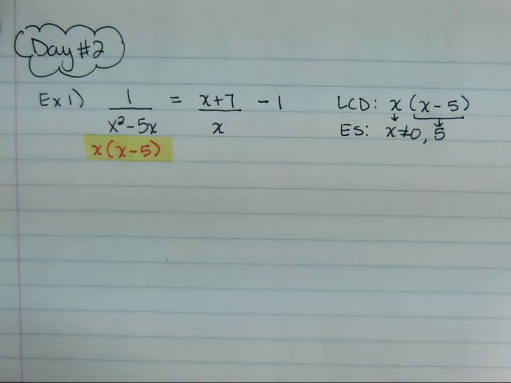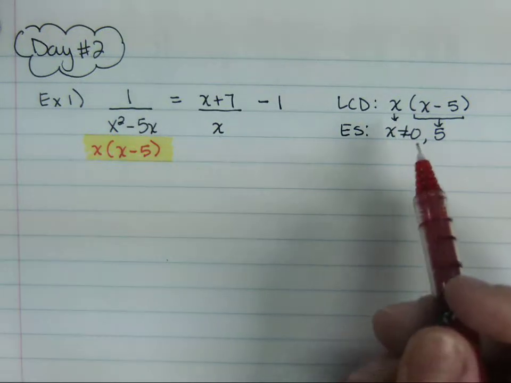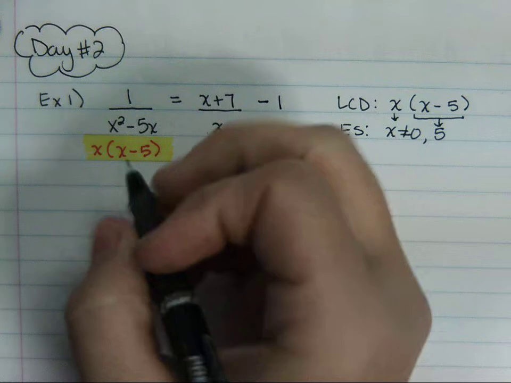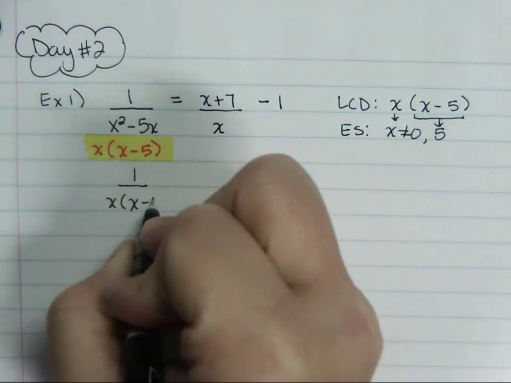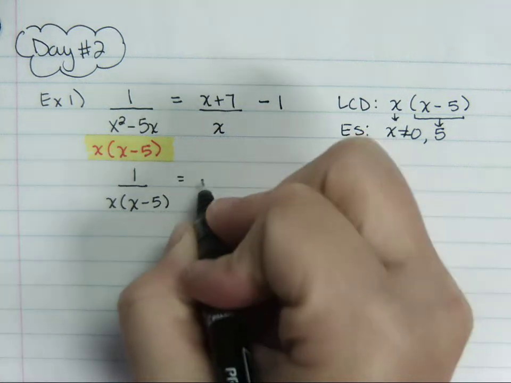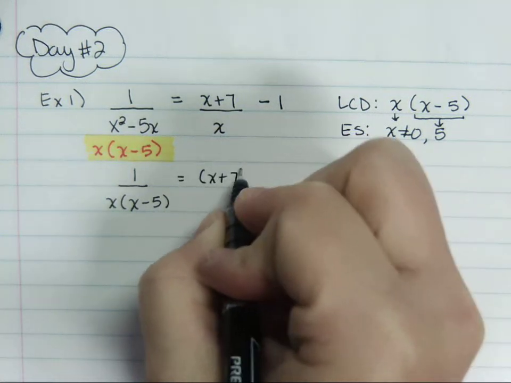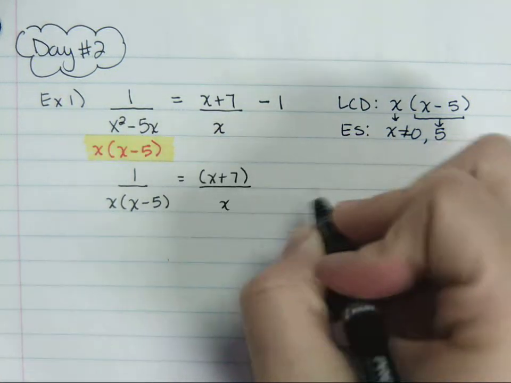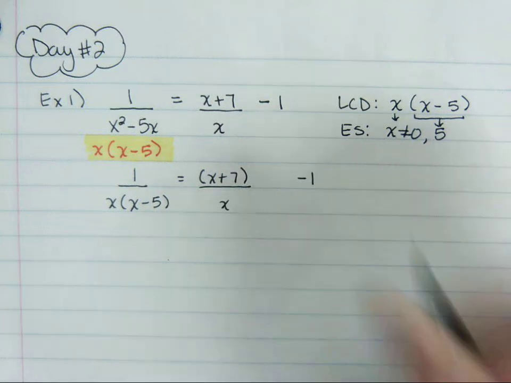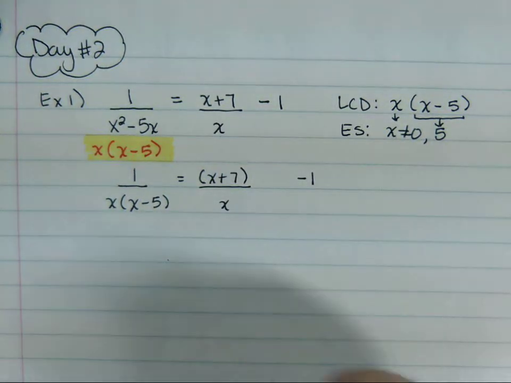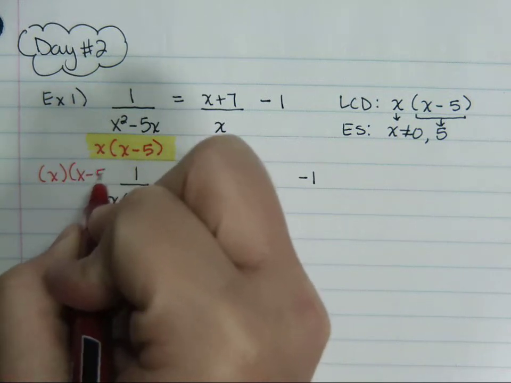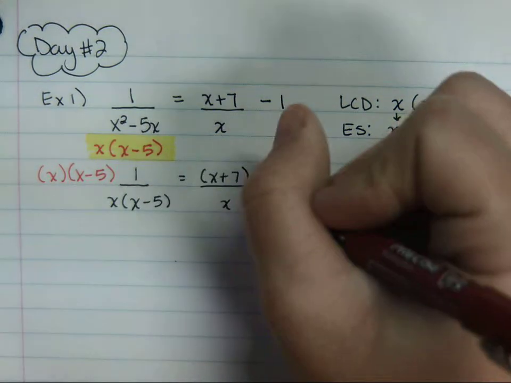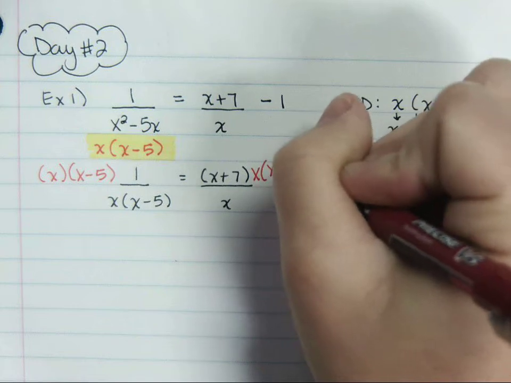So now I need to multiply every term by that LCD. At first, we're going to do this the longer way, and then I'm going to try to shortcut it down a bit so we're not writing nearly as much. So really what it's telling us is that we need to multiply every term by this x times x minus 5.